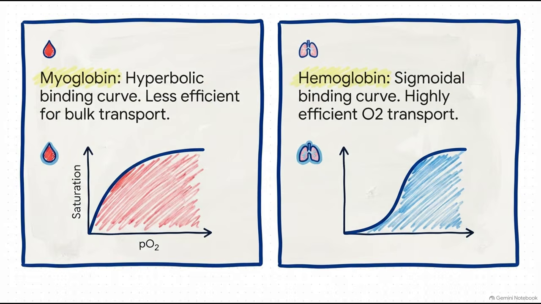There's a sharp contrast between these two molecules. Both bind oxygen, but totally differently. Myoglobin has a hyperbolic binding curve, meaning it has a very high oxygen affinity, but it's honestly less efficient for bulk transport. Hemoglobin, on the other hand, has a sigmoidal or S-shaped curve. This magical curve comes from allosteric cooperative binding, giving it this superpower to load oxygen heavily in the lungs and unload it super easily in peripheral tissues. It is highly, highly efficient.